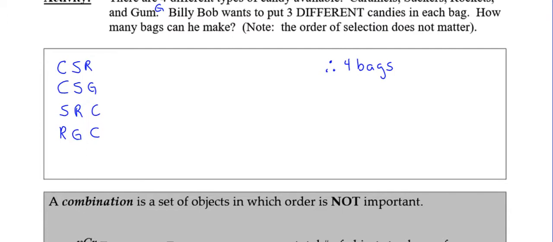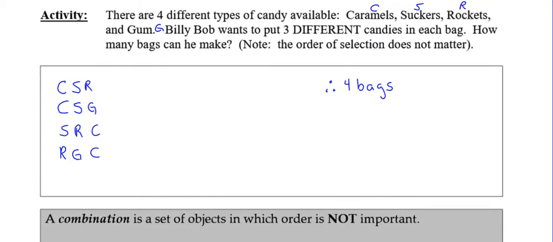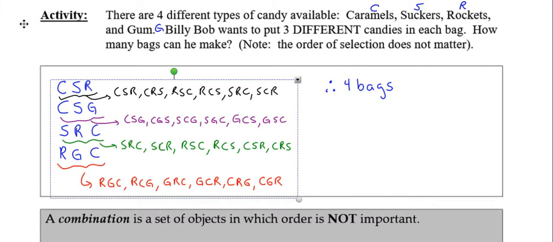Welcome back. Hopefully you got the answer as being 4 different bags of candies. Now some of you might have answered that there were 24 different bags. If you answered 24, then you were probably considering all of these cases. So if you had a caramel, sucker, and rocket, you were thinking that there were 6 different ways to arrange those 3 candies. However, in this case, if you're just putting candies into a bag, you're not actually arranging them. So all of these 6 cases produce the same bag of candy. Same with this 6 and this 6 and this 6.